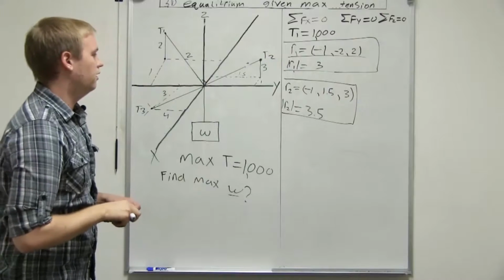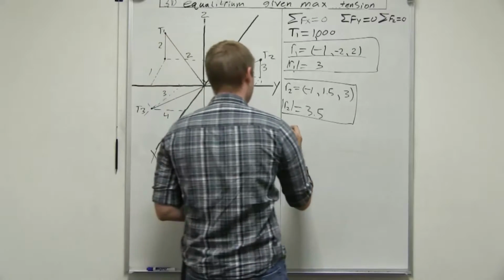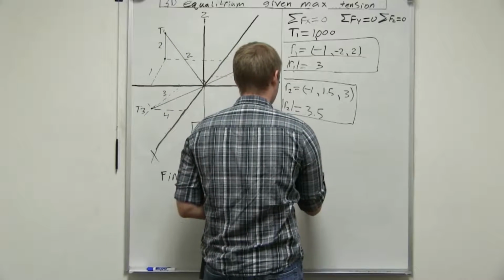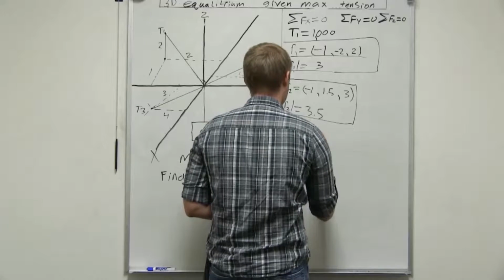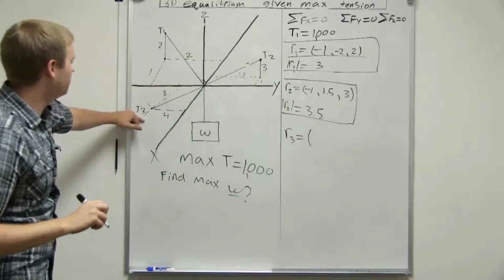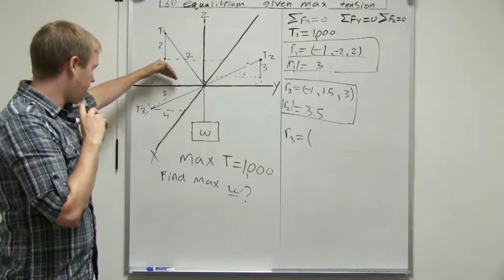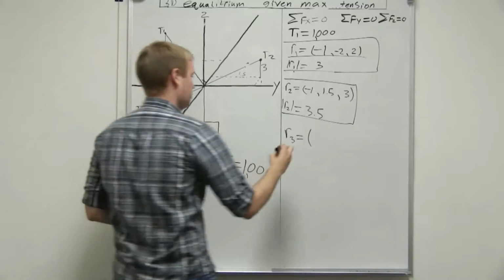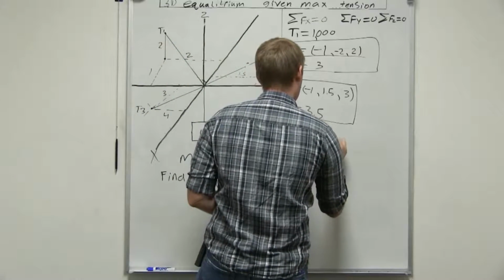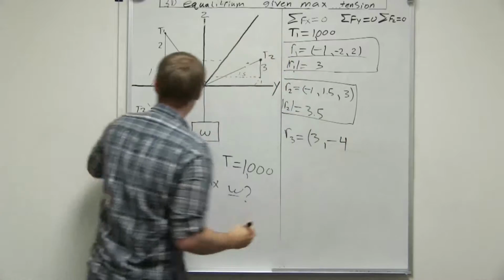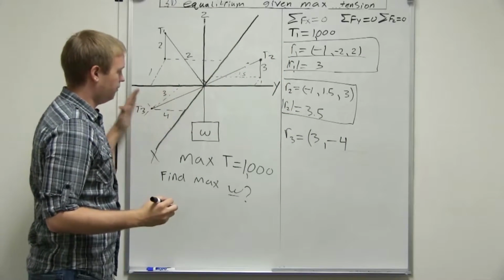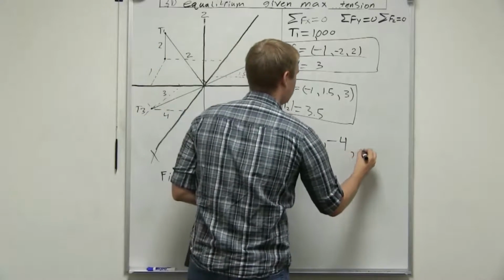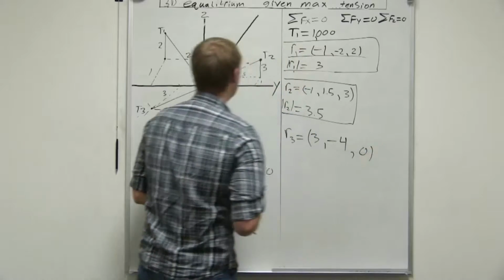Okay, so now we'll move on to the third one. T3 is over here. How far in the x? It goes 3. And it goes -4 in the y. And then it goes 0 in the z.